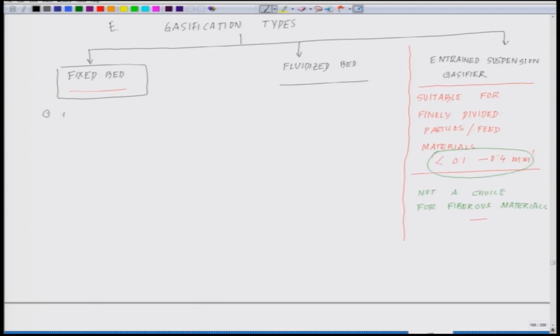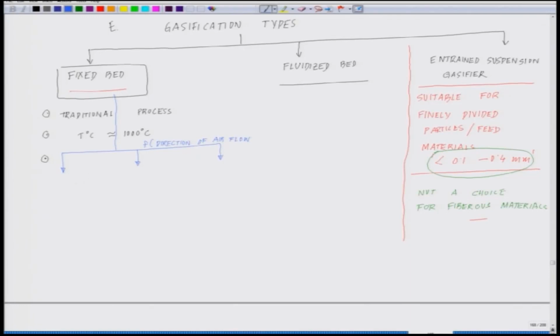So, it is a traditional process, and the temperature at which it works is around 1000 degrees centigrade. Further, fixed bed gasifiers could be classified into 3 different categories depending on how the airflow is happening into the system. So, it is a function of the direction of airflow.